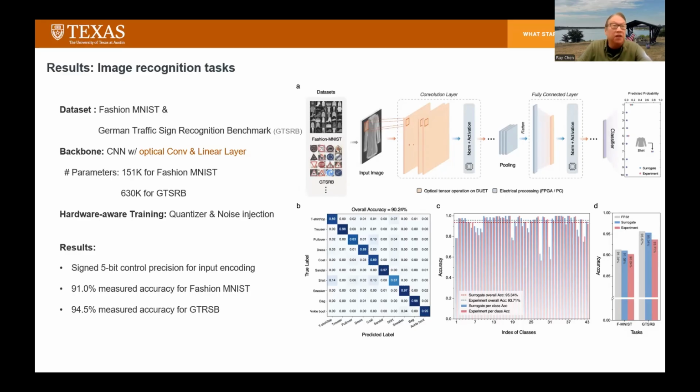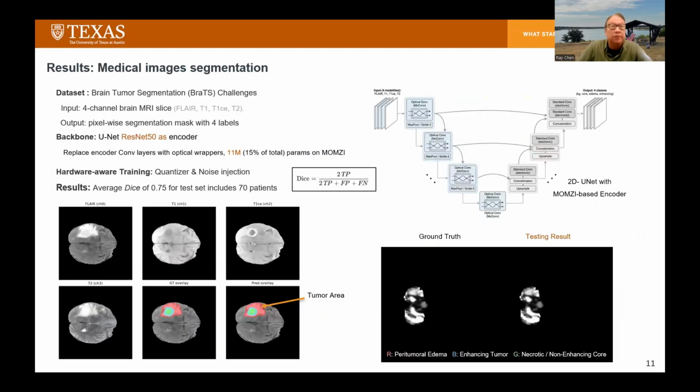In terms of accuracy, you can tell from this table that we got about 91% for Fashion MNIST and 94.5% for the German traffic sign. The confusion matrix is shown here, and the per-class plot shows strong performance across most classes, which tells us the optical layers are working well in a practical vision workload.